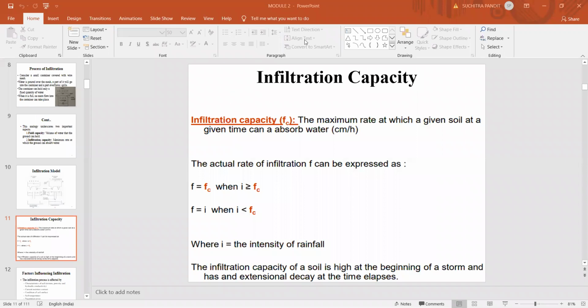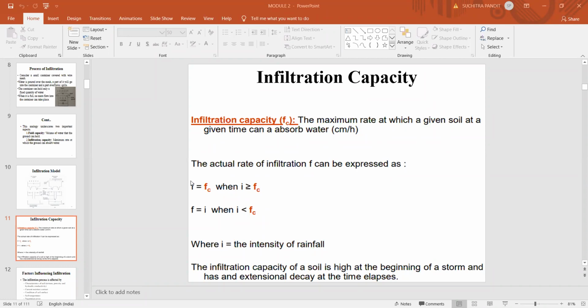Now, infiltration capacity: the maximum rate at which a given soil at a given time can absorb water, in centimeters per hour. The actual rate of infiltration, which you can call f, can be expressed as follows. The infiltration will be equal to the field capacity, where f_c is nothing but the field capacity. That is, field capacity is nothing but the upper limit of the moisture content in the soil.